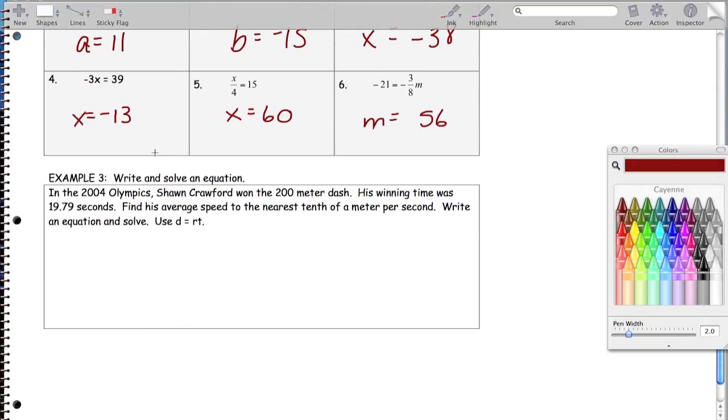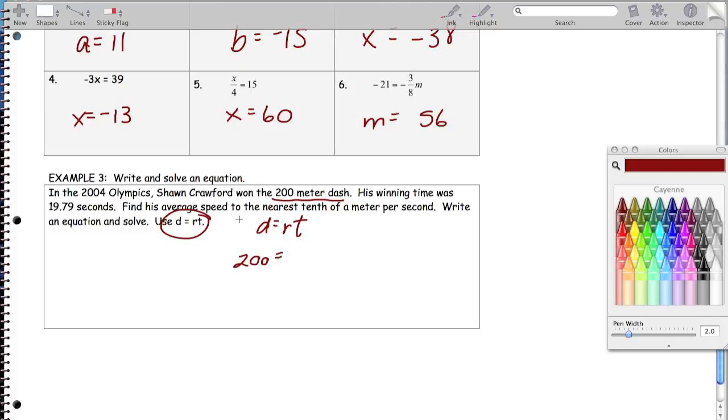Alrighty. In the 2004 Olympics, Shawn Crawford won the 200-meter dash. His winning time was 19.79 seconds. Find his average speed to the nearest tenth of a meter per second. Write an equation and solve. So they're actually giving us the formula to use. Distance equals rate times time. The distance covered is 200 meters.